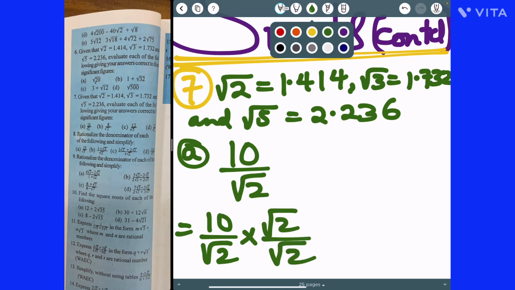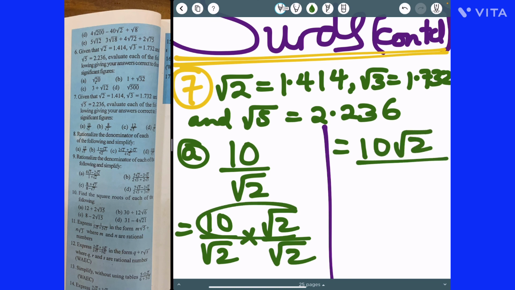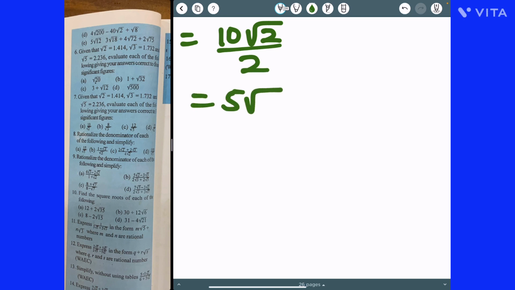It's equal to 10 times root 2, which is 10 root 2. Then root 2 times root 2 is root 4, so this is 10 root 2 over root 4. That is the same thing as 10 root 2 over 2. Dividing 10 by 2 gives 5, so that gives me 5 root 2.